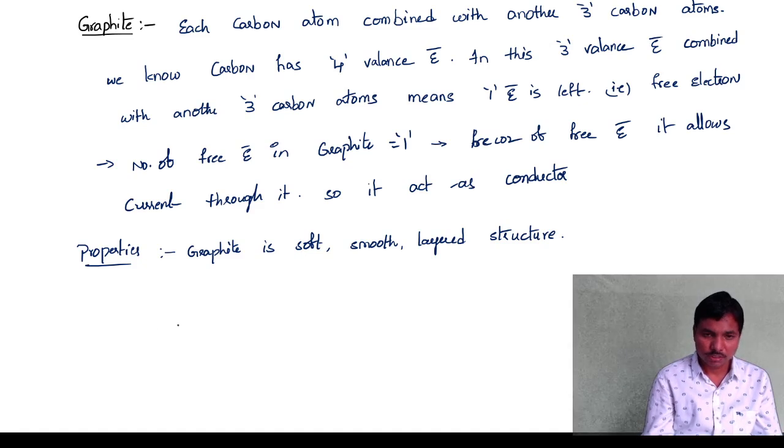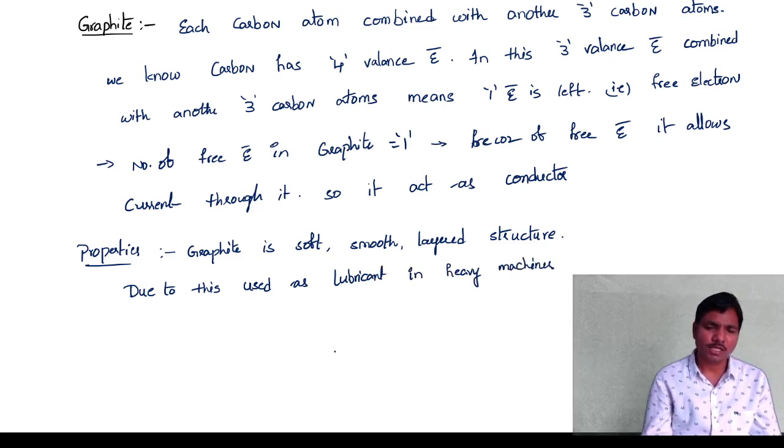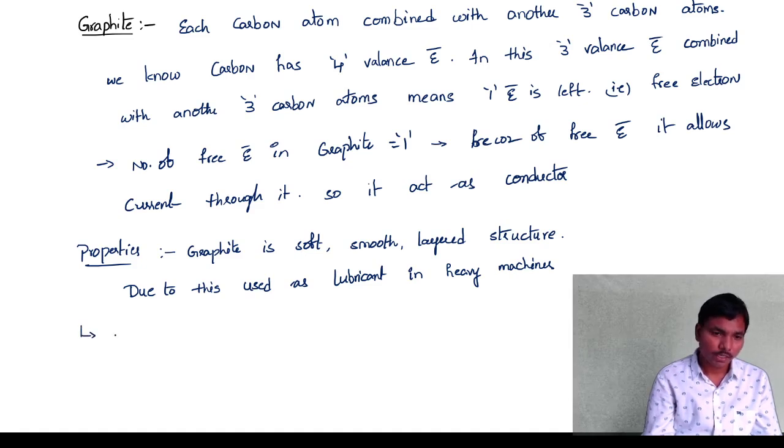Due to this, because of its soft, smooth layered structure, it is used as a lubricant in heavy machines. In heavy machines it is used as a lubricant. Okay, and it is used to make pencils.